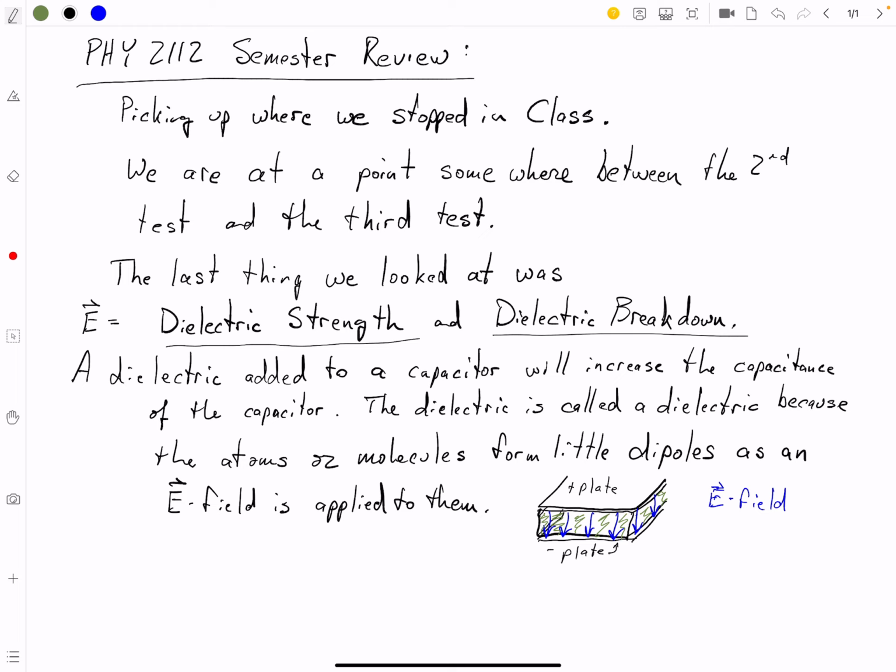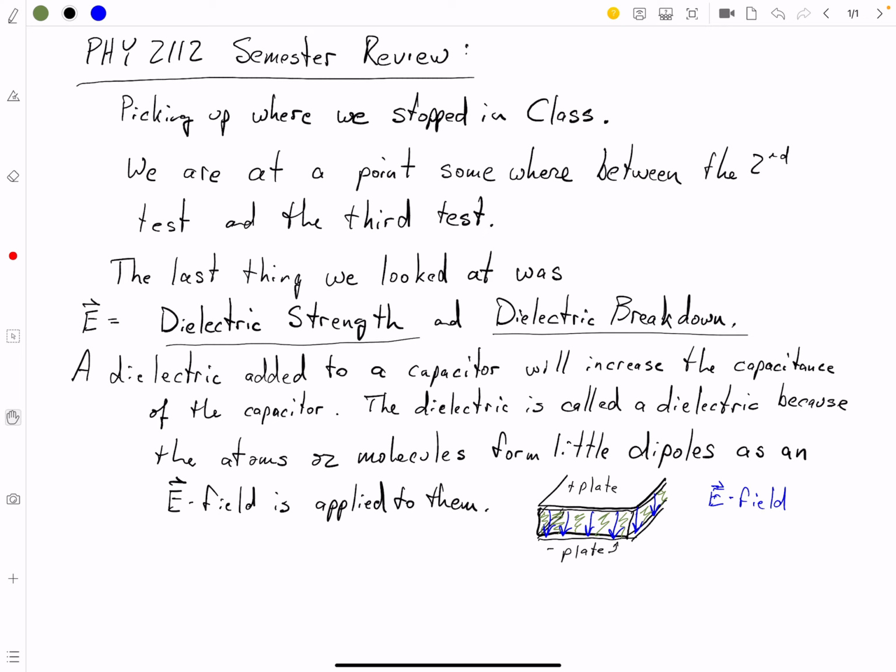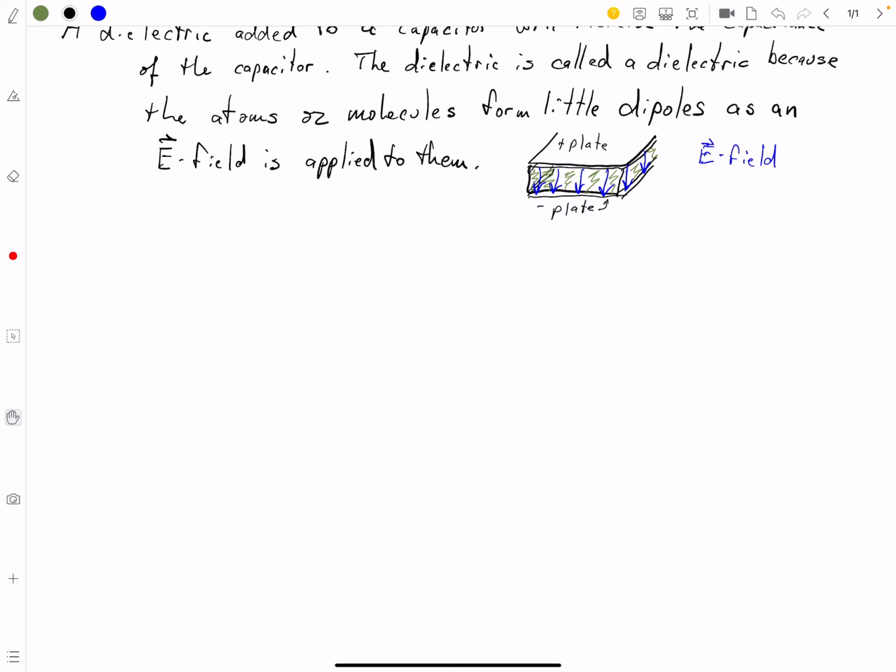I did talk about how non-homogeneous crystal structure, microfissures and impurities cause that. At any rate, that's where we left off. So let's move forward from there, and let's talk about current.